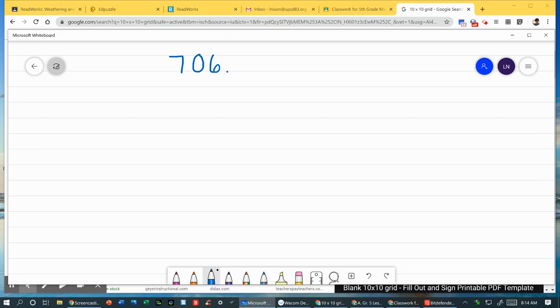706 and 5/10 times 4 and 6/10. Now, before we actually find the exact product, we are going to estimate. The estimate will help us to know if our answer is reasonable, and it's also going to help us to place the decimal point when we are all finished doing our multiplication.